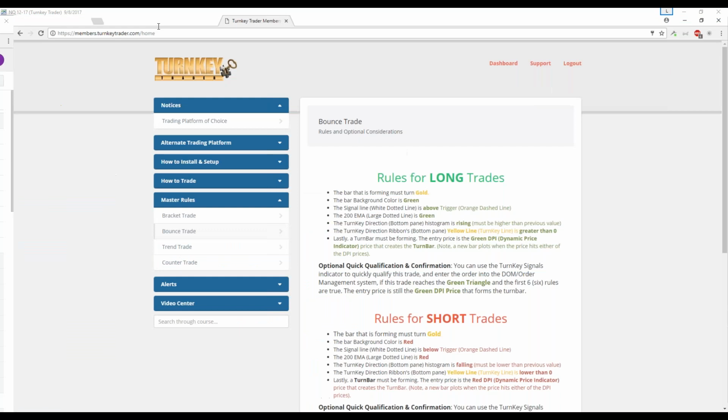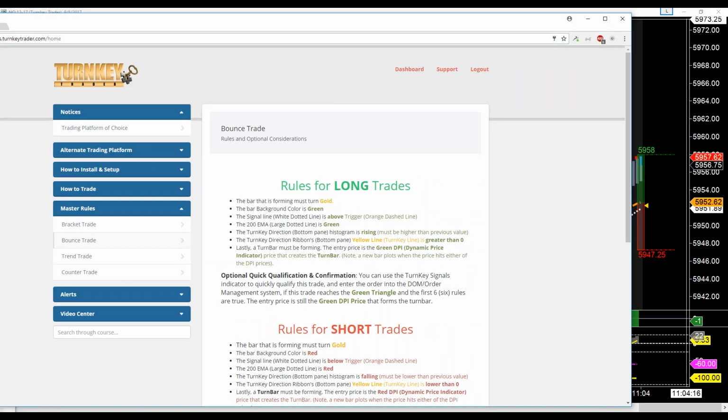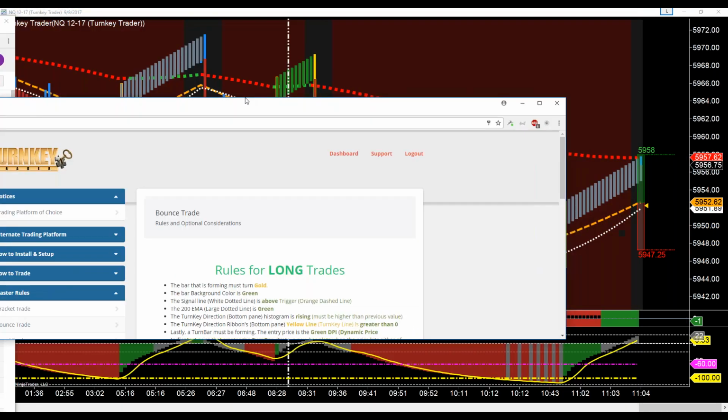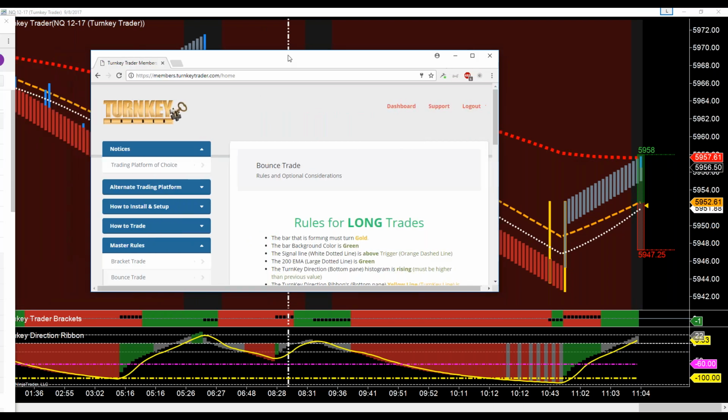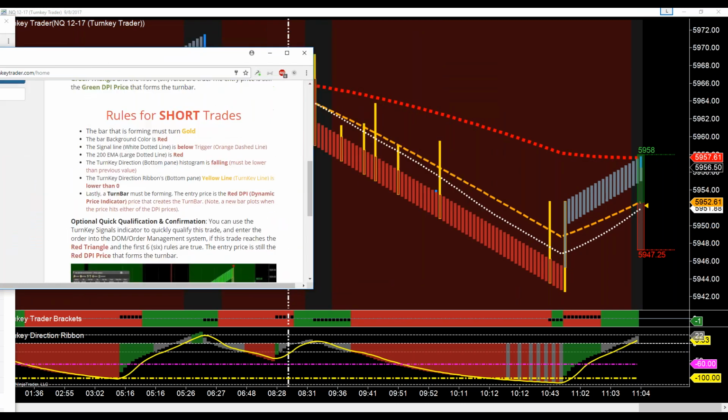Let me just bring my rules over here for everyone. Kind of minimize these, I don't need those so large. All right, so let me go over my rules for a short bounce. The bar that is forming will turn gold, and this won't happen until at least we hit the orange line. So you may see a gold outline, but since we're looking for a turn bar, which basically means we need to go to the completely opposite DPI of the current trend. So since the bars are moving along, we need to see this reverse completely.